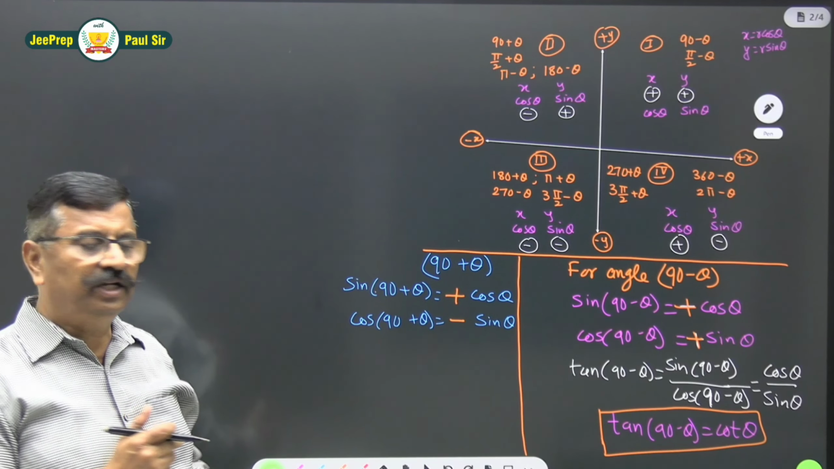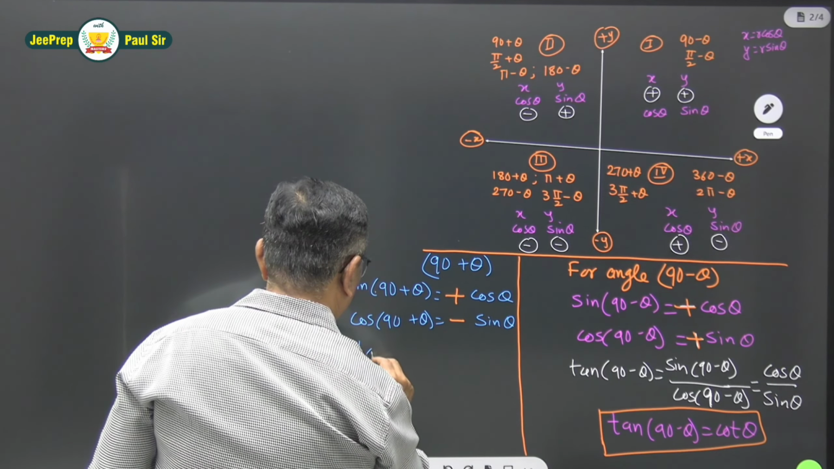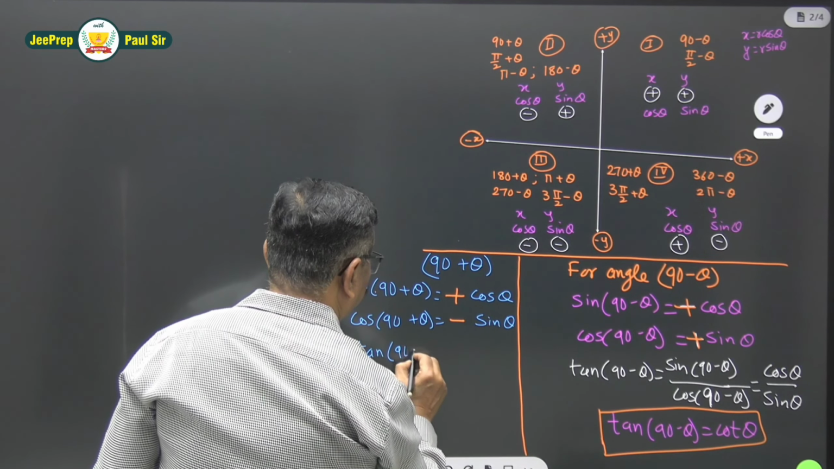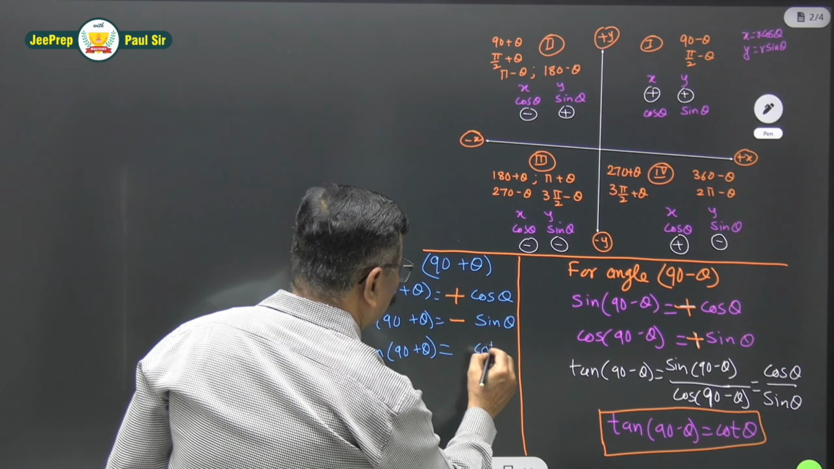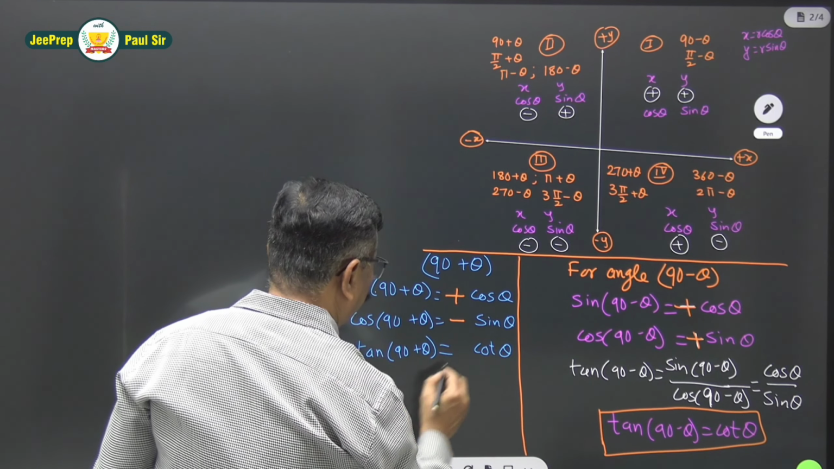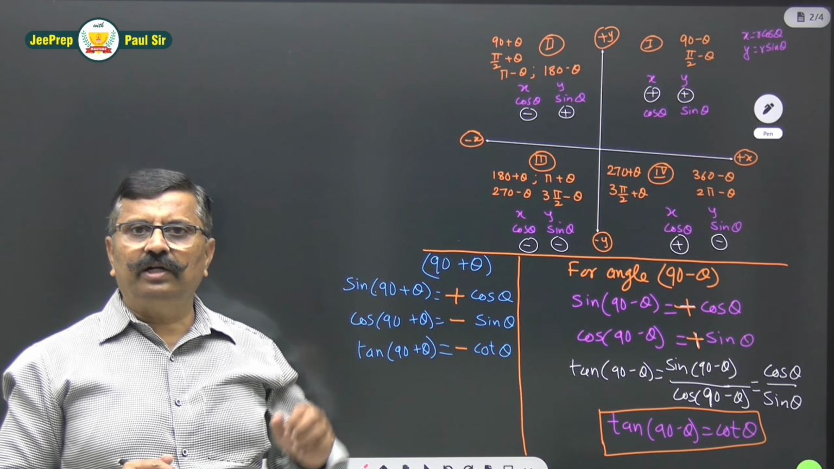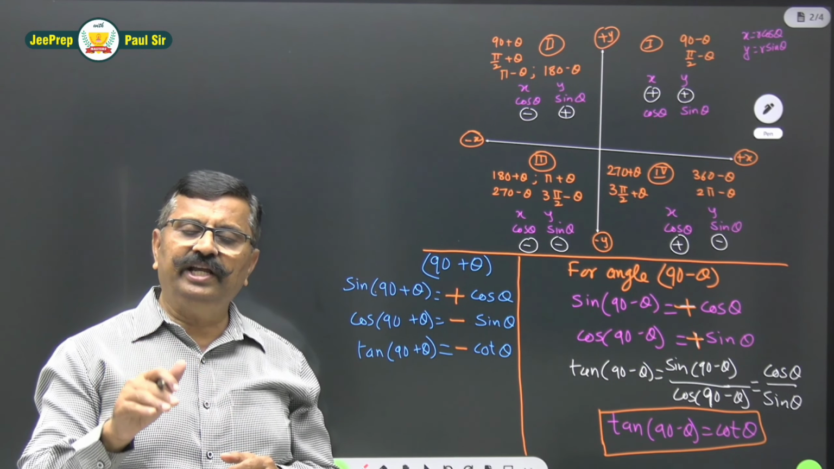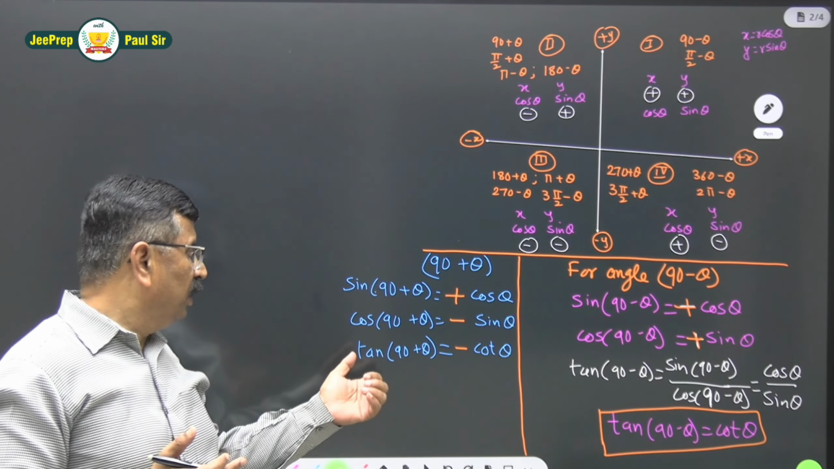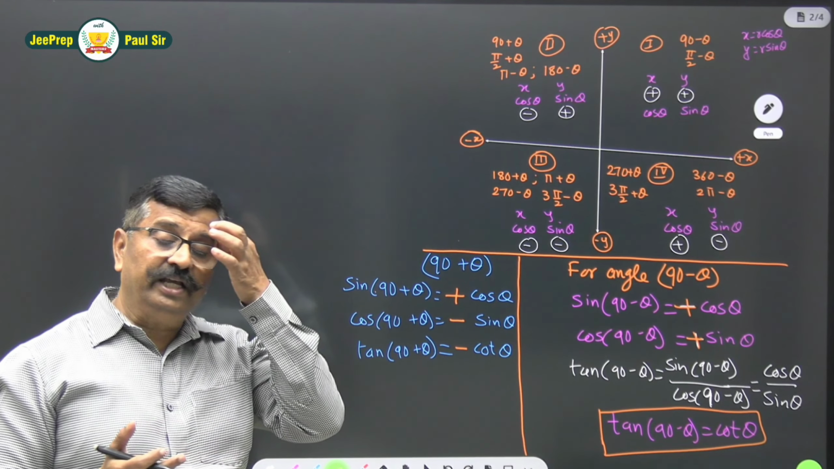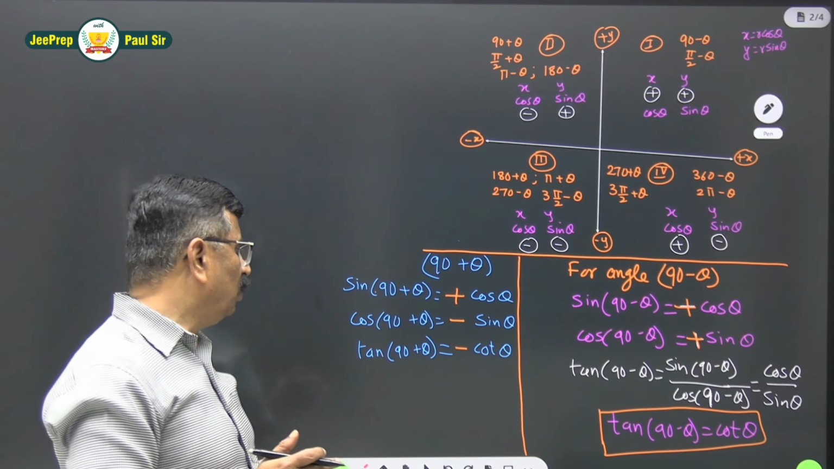Then what will be tan 90 plus theta? Tan becomes what? Cot theta. So this will be minus cot theta, because in the second quadrant cos is negative but sine is positive, therefore sine upon cos becomes negative. So therefore, tan 90 plus theta is minus cot theta.